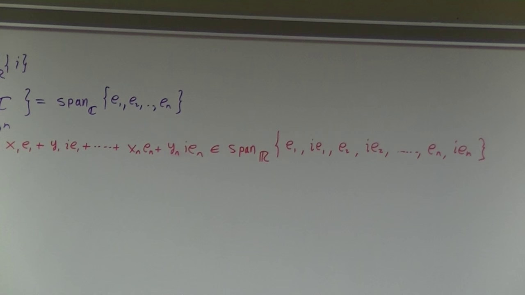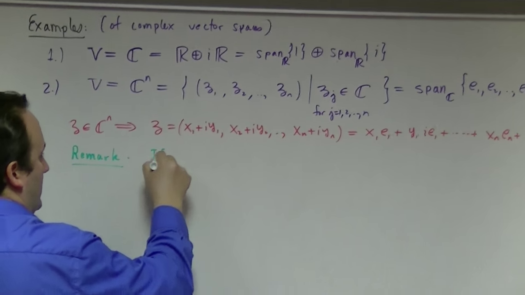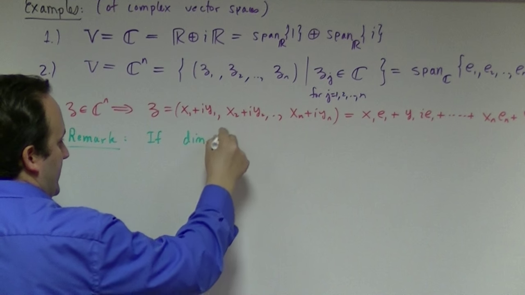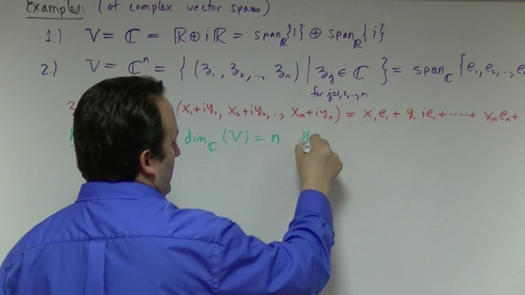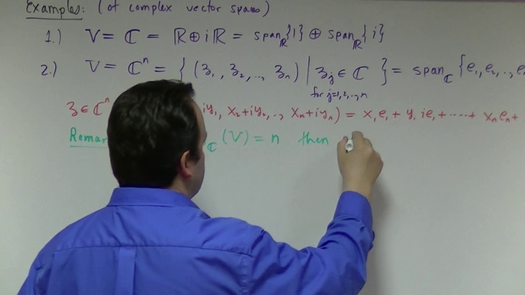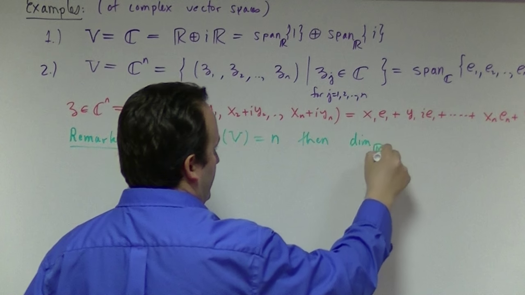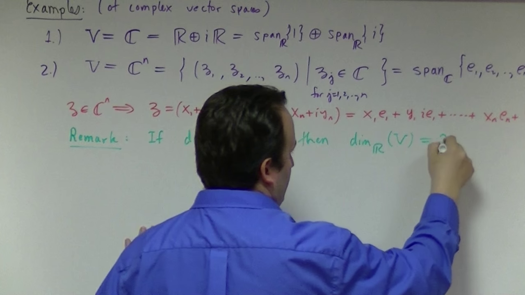I would point out that there's an obvious comment to make here, and you've already seen this in homeworks before. If the dimension over the complexes of a complex vector space V is equal to n, then the dimension with respect to the reals of that vector space is 2n.